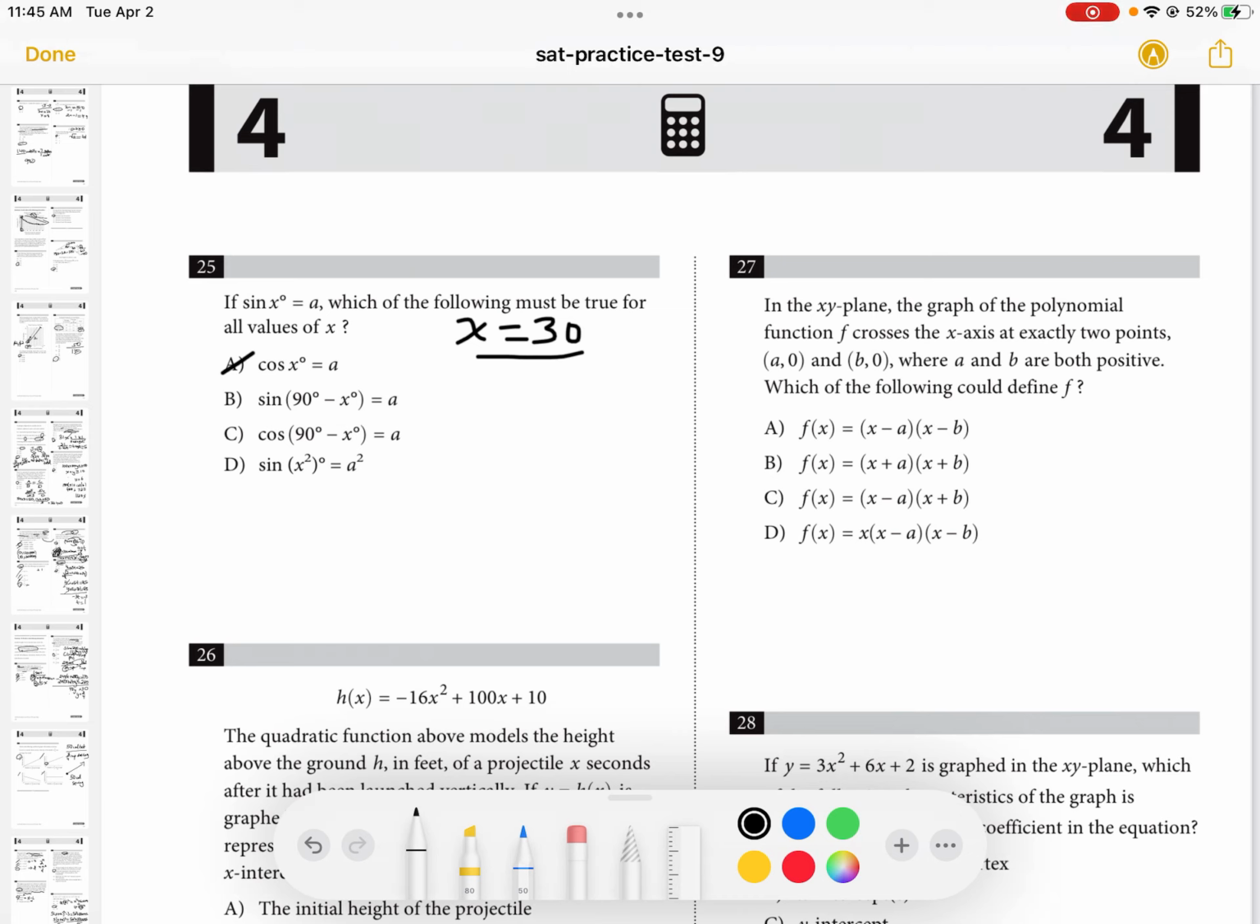Sine of 90 minus 30 equals sine of 30. Sine of 60 is equal to square root of 3 over 2. But sine of 30 is 1/2. So that's not true.